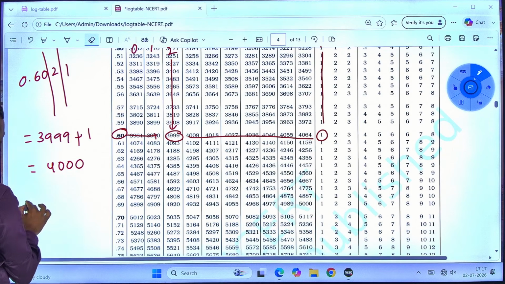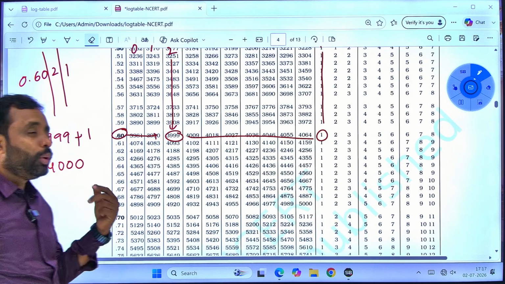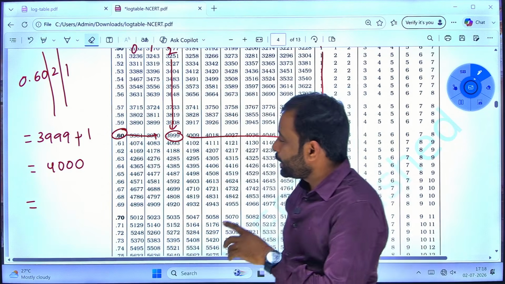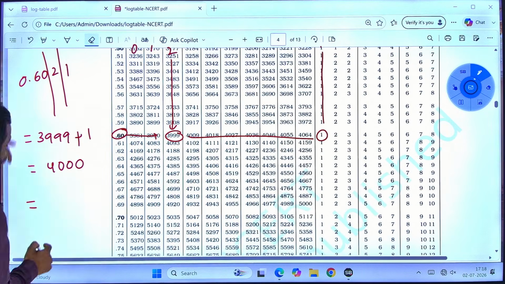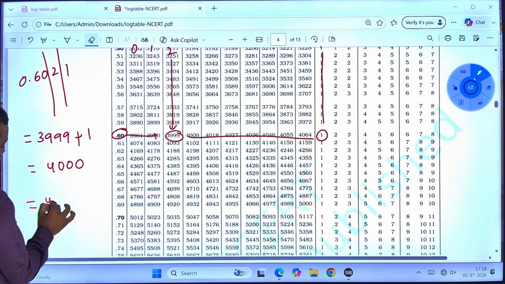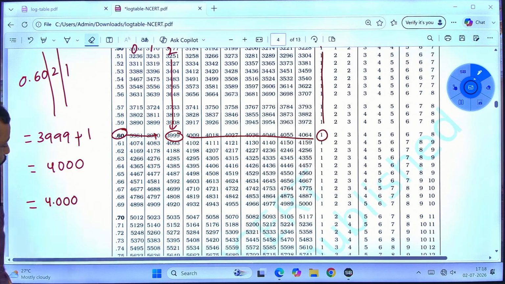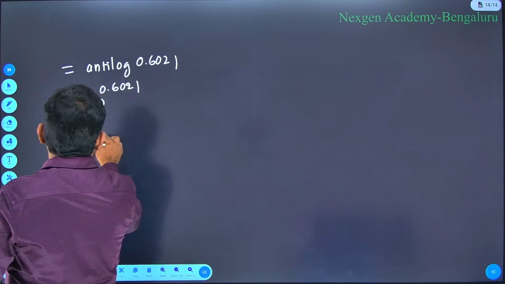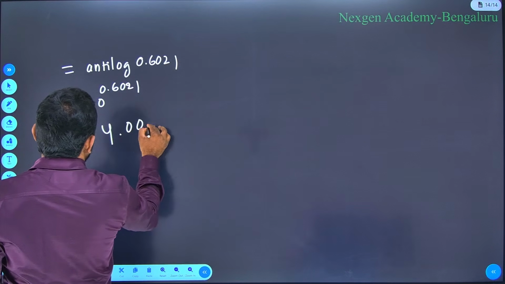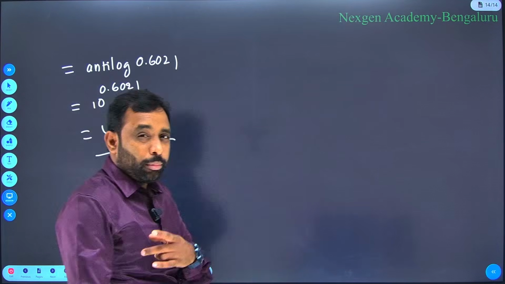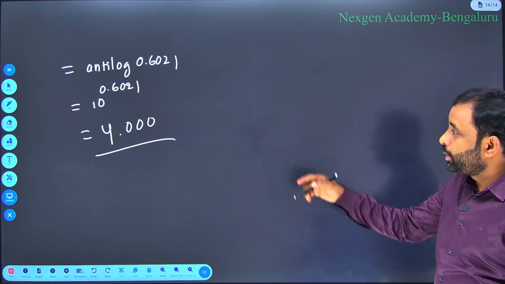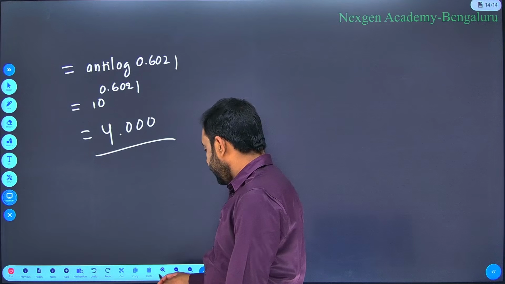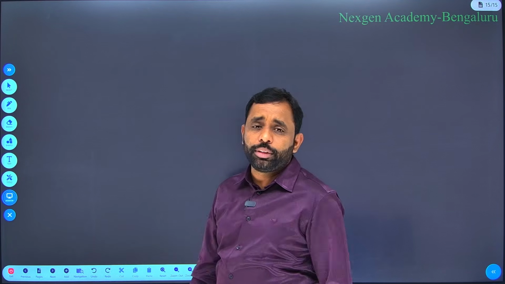Clear, right? As I told you, whenever you calculate this value for a fraction, 0 point is there, which means after one digit you keep the point. So the overall answer is 4000. Clear, right? You remember the log 4 value. So different values you can write like this. Any number given to you, you can do it.